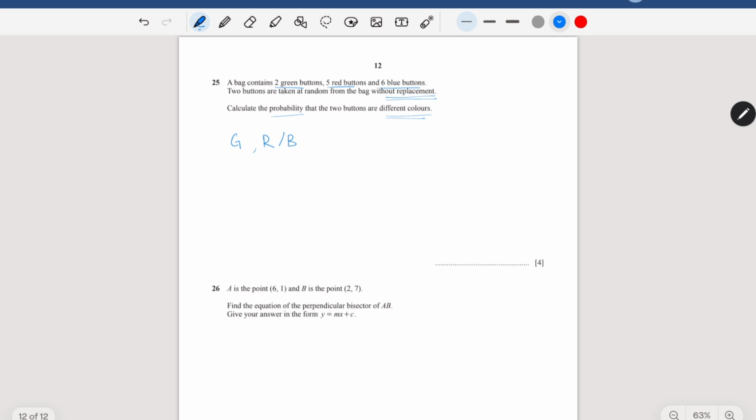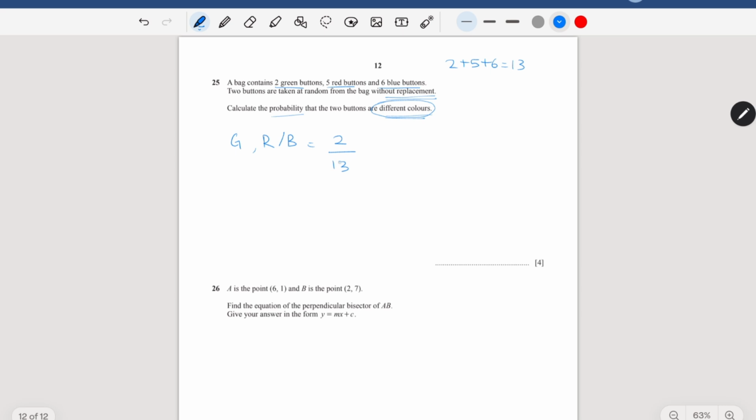Okay, it cannot be green again, because the question already mentioned calculate the probability that the 2 buttons are different colors. So let's say if you are taking green first, and then the second button is either red or blue. So green, we have 2 buttons over the total buttons, which are 2 plus 5 plus 6 equals 13 buttons. So 2 out of 13.